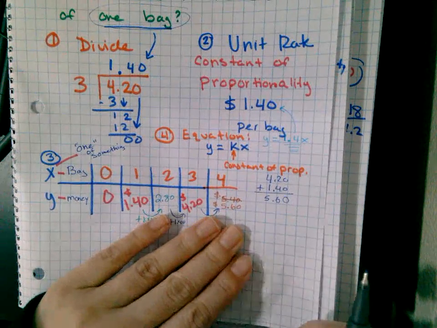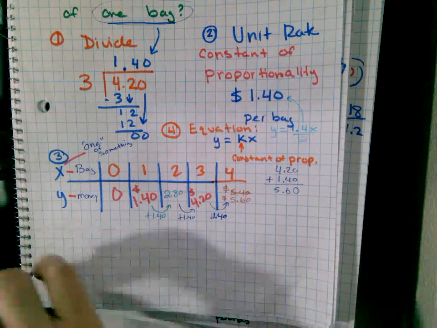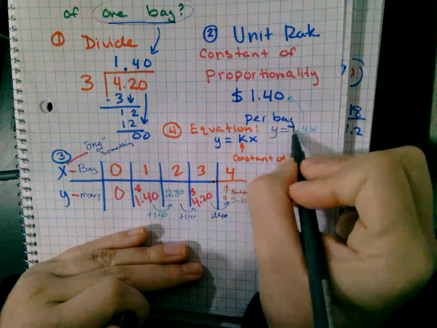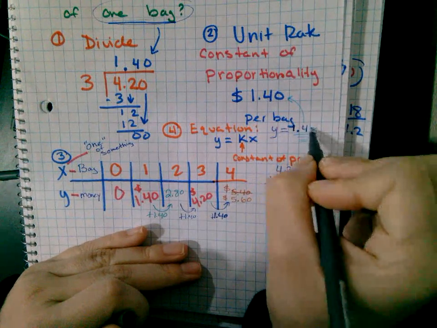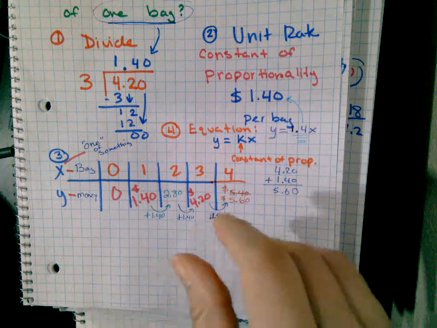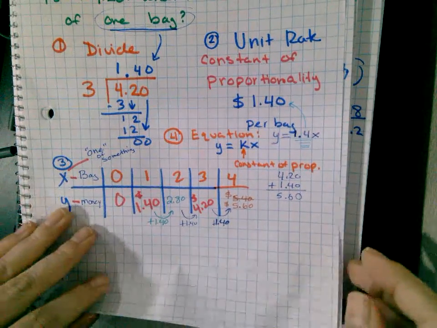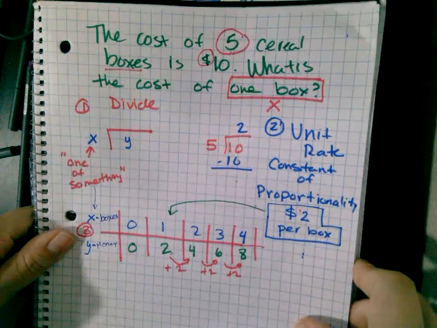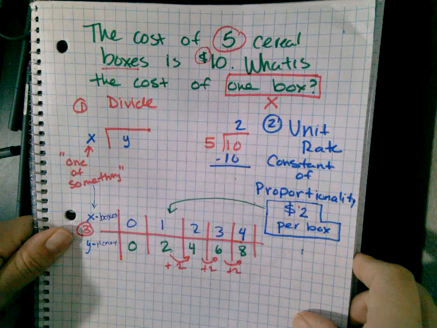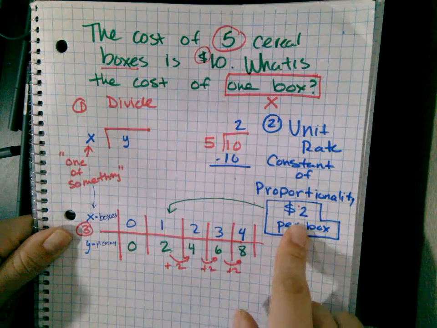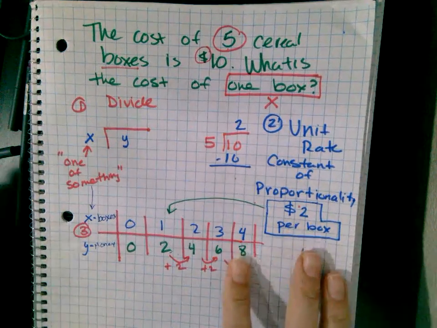Okay? And I'm going to write this a little bit darker. Y equals 1.4x. All right. Now go to your second problem of Monday. The cereal boxes. How much did each cereal box cost? $2, right? Each cereal box costs $2.